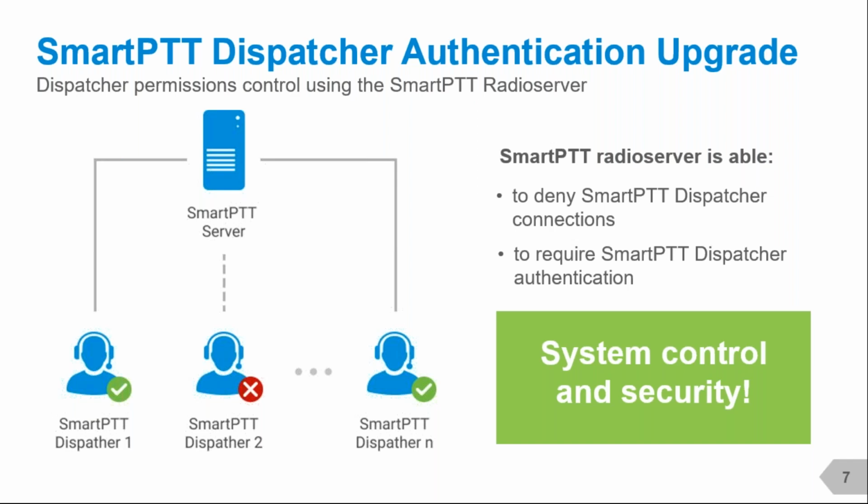So previously, a dispatcher just could ask for the event log of Radioserver, and it's easy. You just see all the information which is stored on the SmartPTT server, right? But it's not really good for some companies. As I said, dispatchers could be from different departments or even different companies. So that's why they must not see this information.